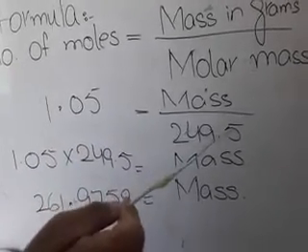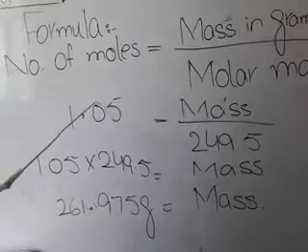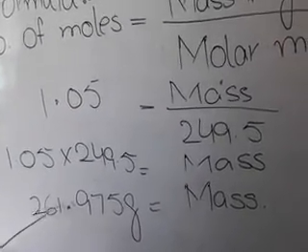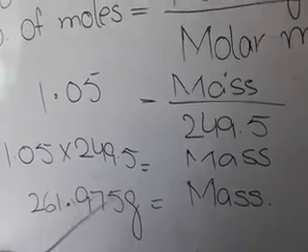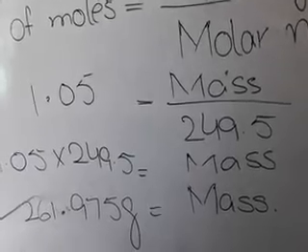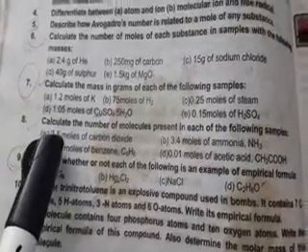Take this mass to the other side of the equation and multiply it, and you will get 261.975 grams. So this is the required answer for this part. Now question number 8 of the review exercise.